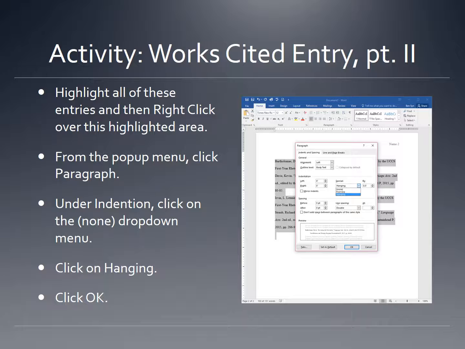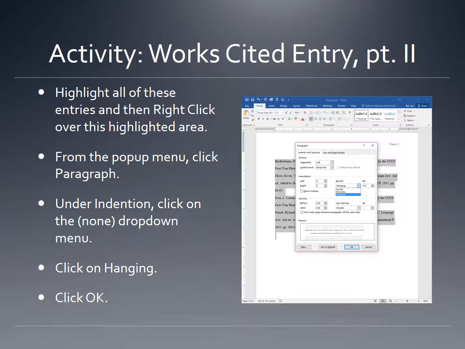We're going to highlight all of our works cited entries, and we're going to right-click over the highlighted area. You'll get a pop-up menu. I want you to click on Paragraph. You're going to get a new menu, and then under Indentation, I want you to click on the None in parentheses drop-down menu, and there's a word called Hanging. Click on that, click OK. And now you have a works cited list with your hanging indentation for this assignment.